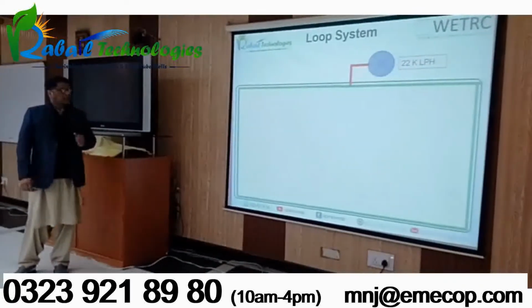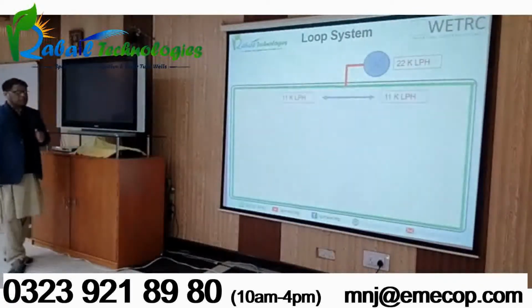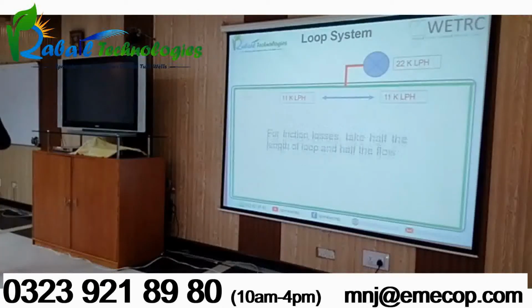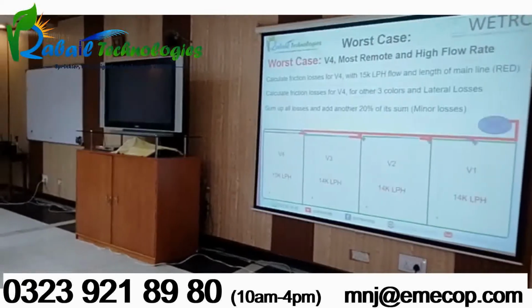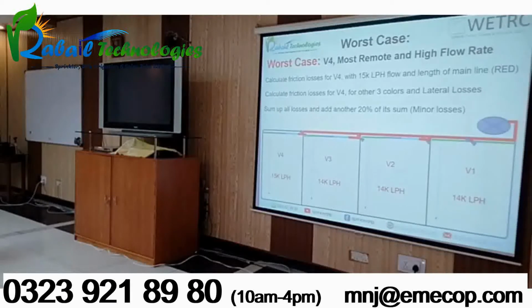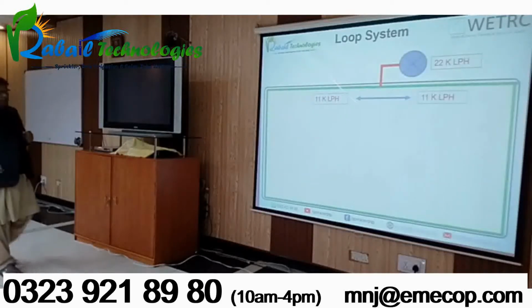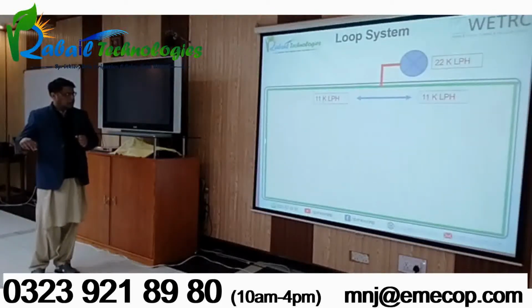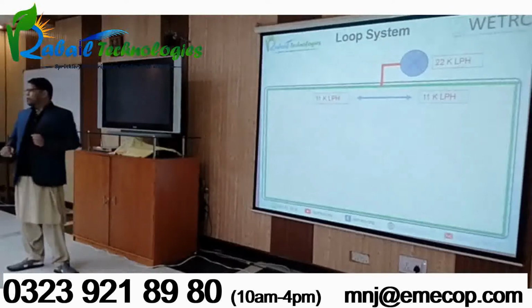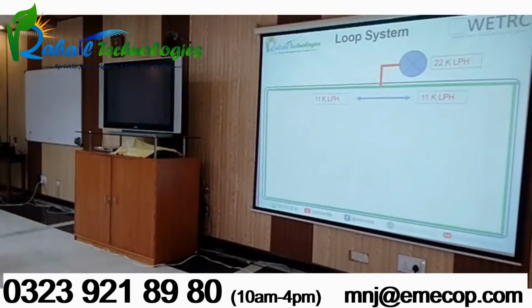Now another thing is looping of the system. First of all, I would like to say why we need to do the looping. In the previous case, you see we have only one main which is terminated here, and then we have a submain, right? But here we have a loop, the green line. We have no dead end. If we don't have any dead end in our piping network, we will call it a loop system.